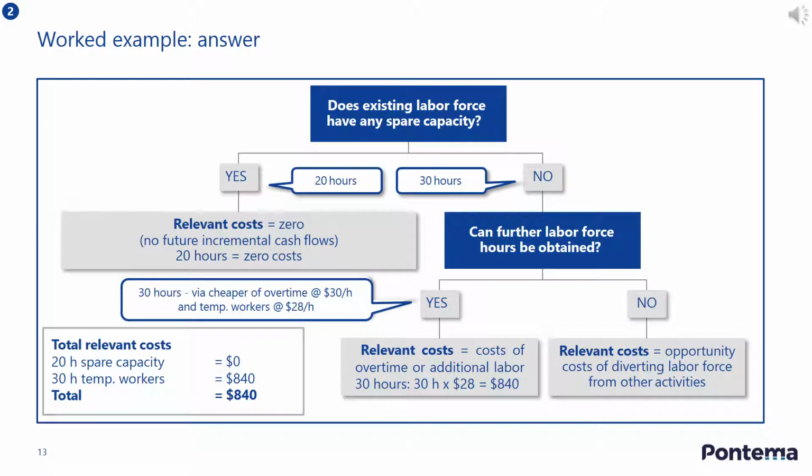As you can see from the slide, the existing labor force has 20 hours of spare capacity, leading to $0 relevant costs. However, 30 hours of labor force still needs to be obtained via the cheapest alternative of hiring temporary workers, rather than paying the more expensive overtime option. For Top Gear, it means the relevant cost of labor for the tender would be $840.